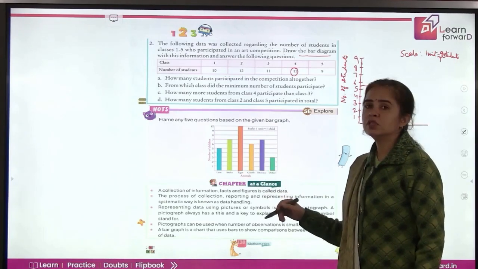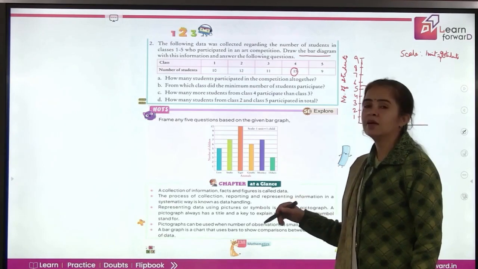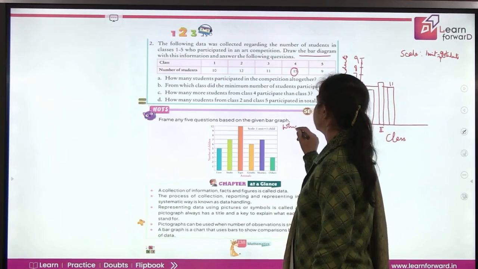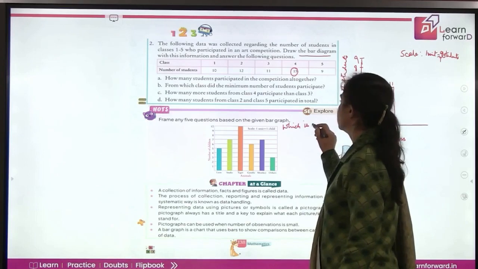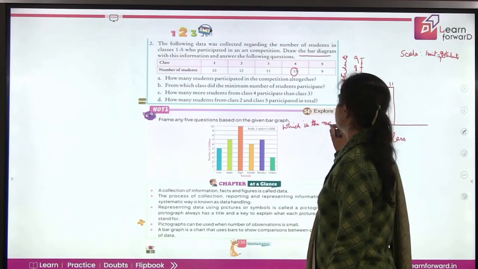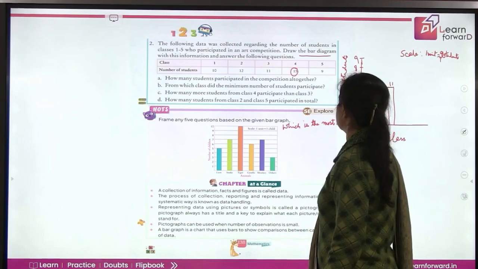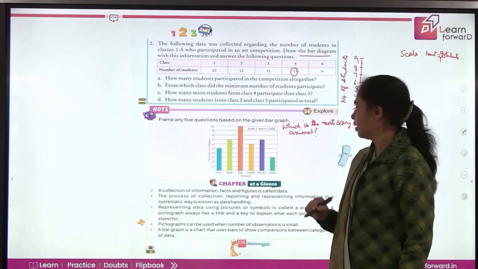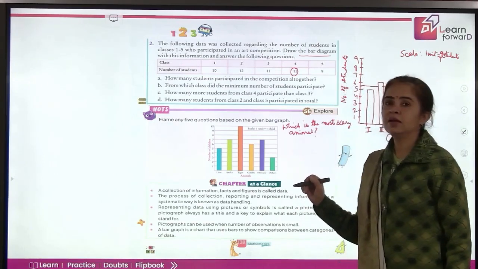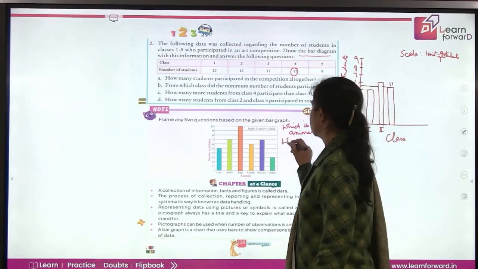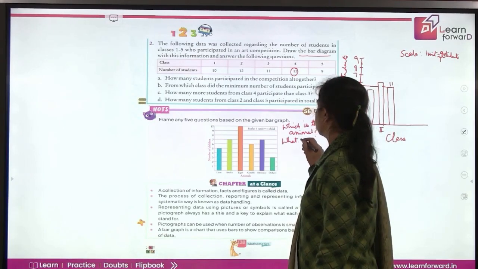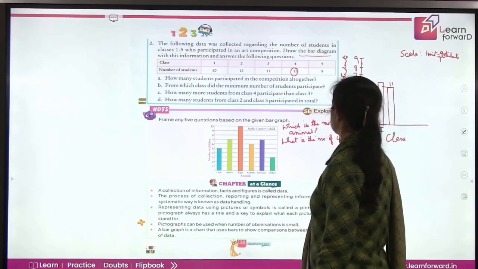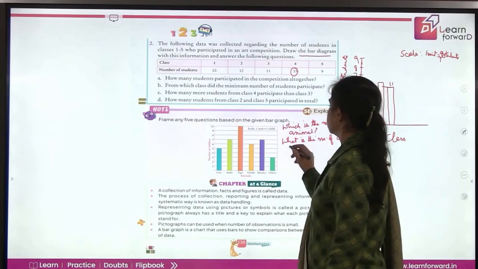So let us frame questions. What can be the different questions? Can you see? Okay, which is the most liked? You have to frame 5 questions. Which is the most liked or most scary animal? Right? Now, what else can be here? Okay, what is the number of children scared of lion?